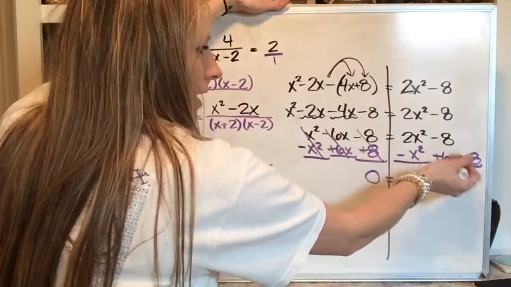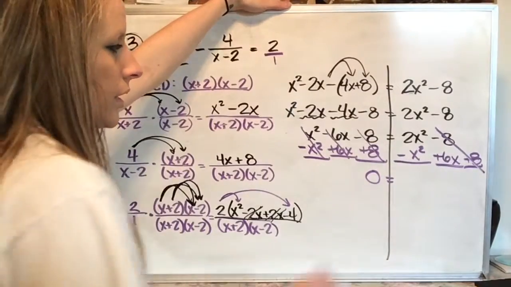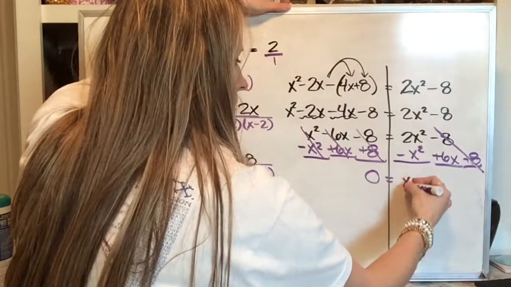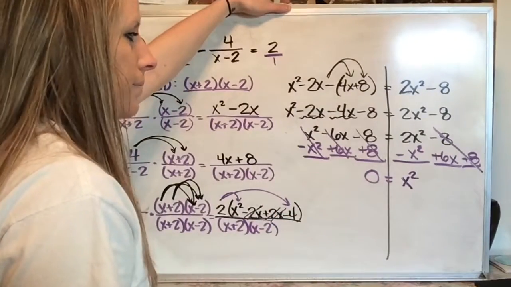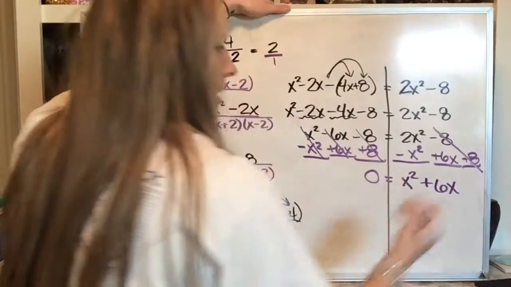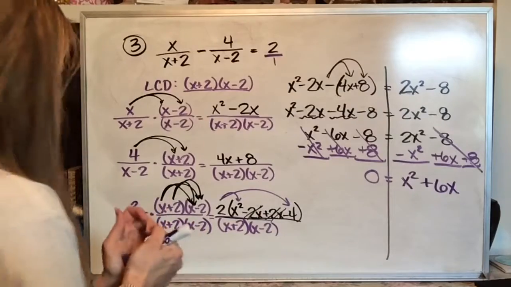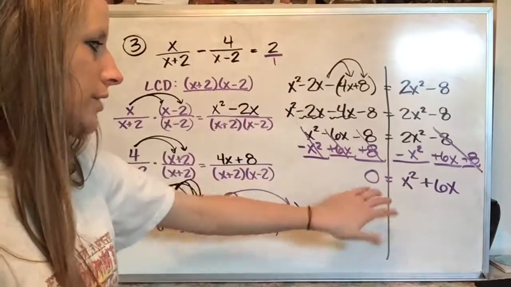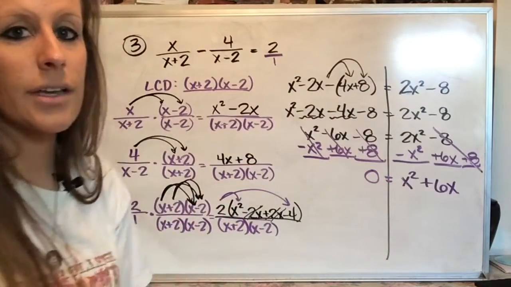All right, so my negative 8 and positive 8, those will cancel on the right. 2x squared minus x squared gives me a positive x squared. 2 minus 1 is 1. Okay. And then my 6x, that won't combine with anything, so I'm just going to bring it down. Okay, so I have all my x's together. I have an x squared, so I have my equation equal to 0. That's good. Now we're going to factor it.